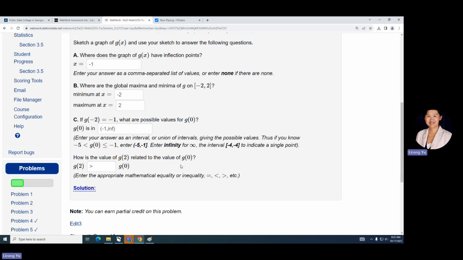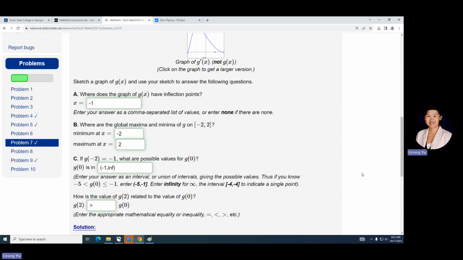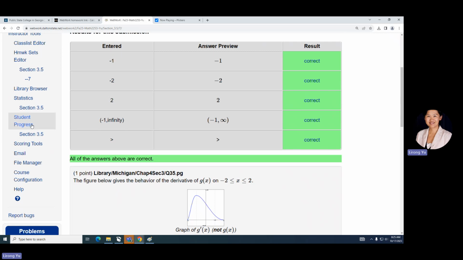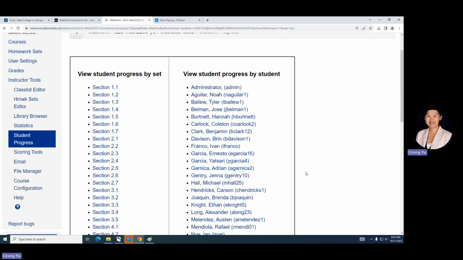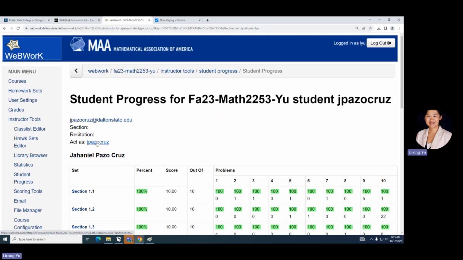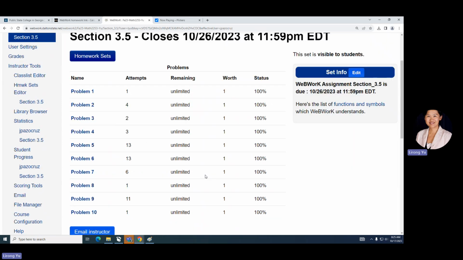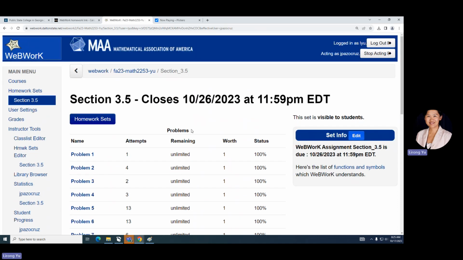So I can try your version of it. Let me submit this one. Let's see. And I can also look at yours. You already finished. Okay, so we don't have to go through your version. Any other question?